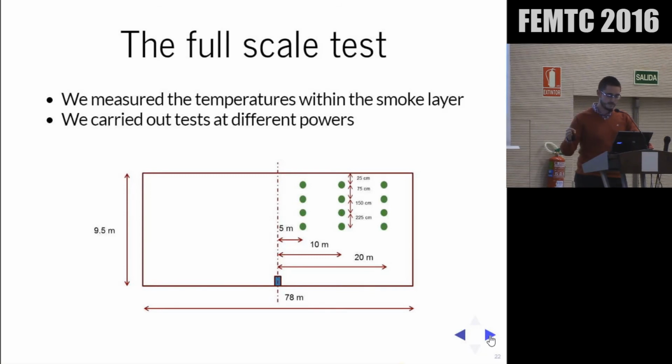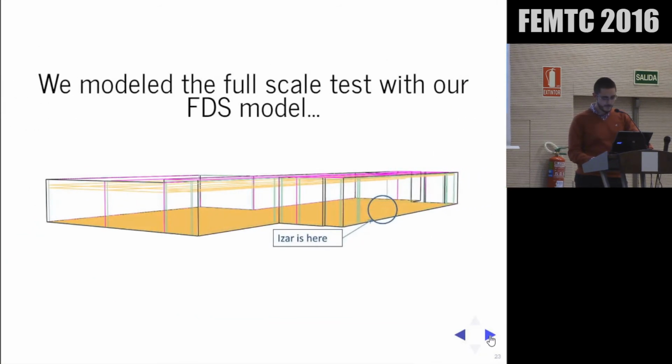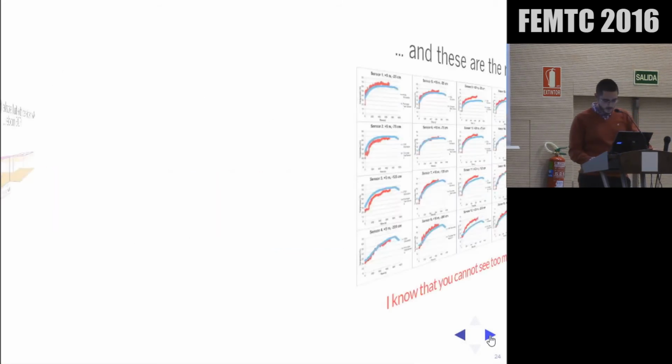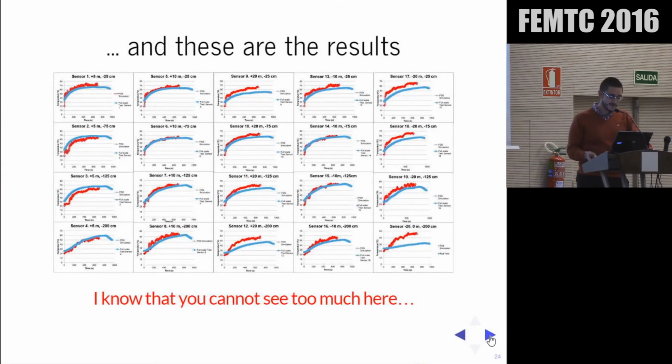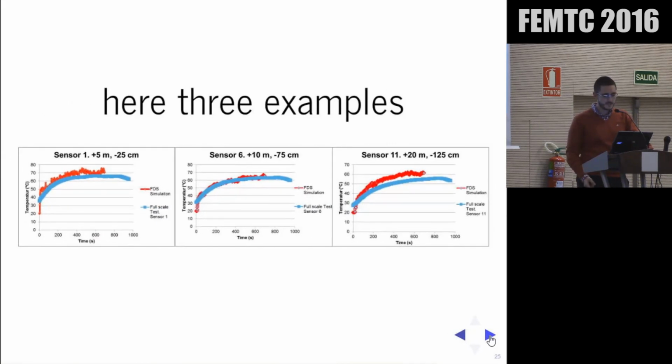We set the system, and we recorded the temperatures at 5 meters, 10 meters, and 20 meters from the system, covering a distance of 2.25 centimeters below the ceiling. That's the model. So that was a very big industrial hall. That's where the system was. And those are the results. I know you cannot see too much, there are just 3 examples. The temperatures obtained during the full-scale test and the temperatures obtained from the model match.